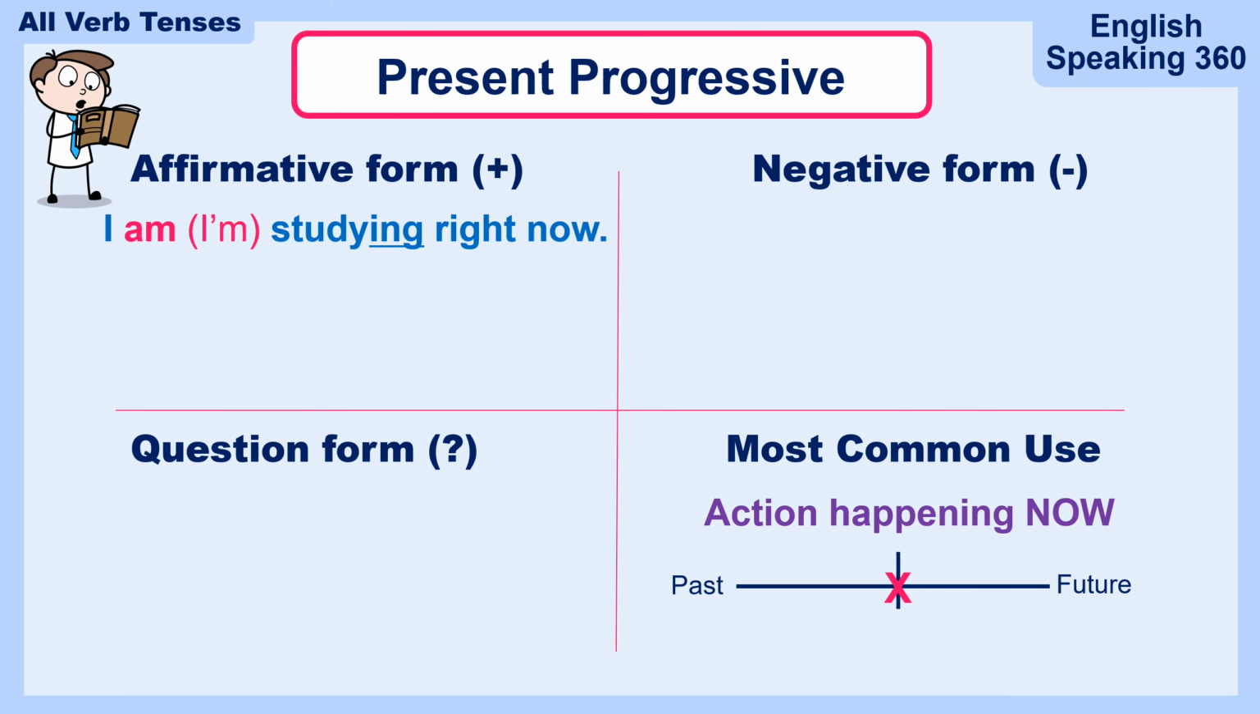You could also say, I'm studying right now, the contracted form. The negative form, I am not studying right now, or I'm not studying right now. I'm, but there is no contraction for am not. I amn't studying right now is not possible.